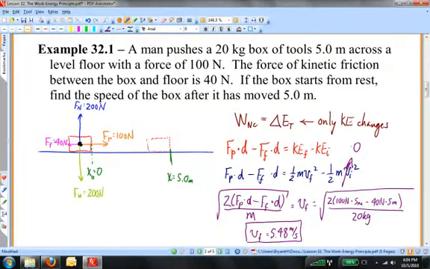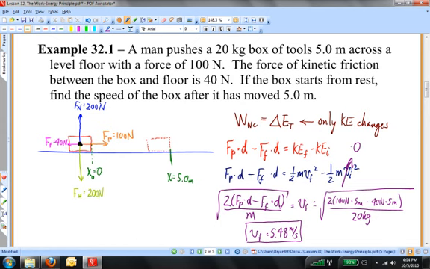Does this object accelerate? It sure does. We see that because the initial velocity is 0, the final is 5.48. We have some net force of 60 newtons on it. We could actually do an F equals ma and an equation of motion to figure this out, but here we have done the work energy principle.